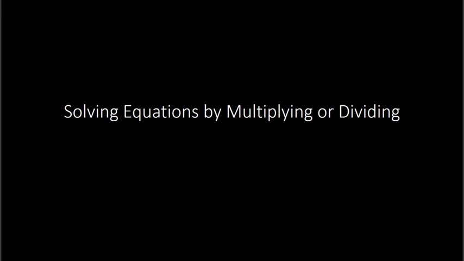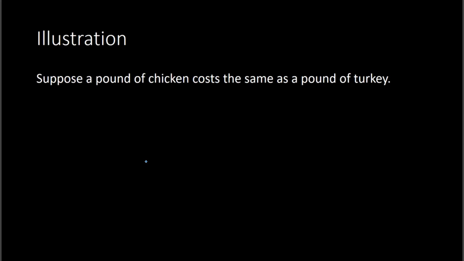In this video, you will learn how to solve equations by multiplying or dividing. So to begin, let's do an illustration. Let's suppose that a pound of chicken costs the same as a pound of turkey. Let's say that price maybe is $3. So $3 per pound. Both are $3 per pound.